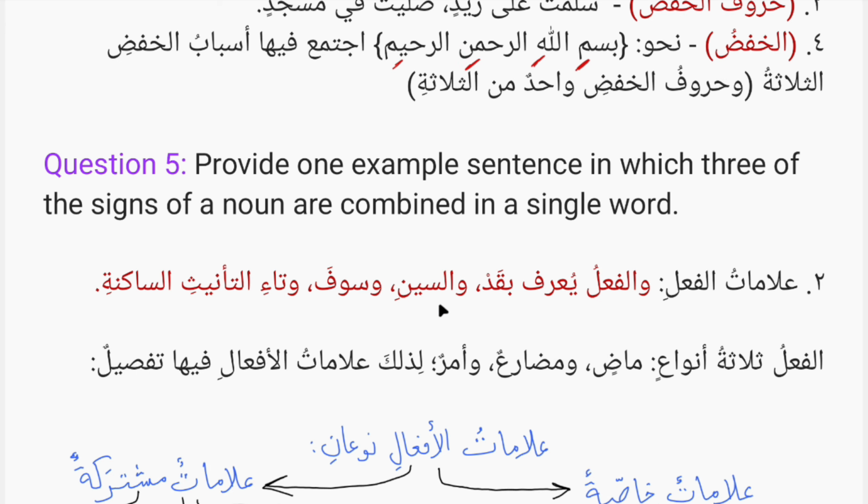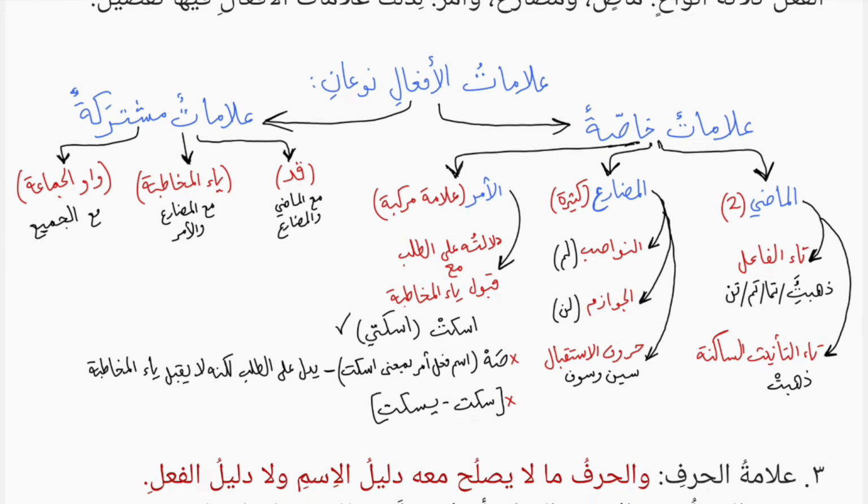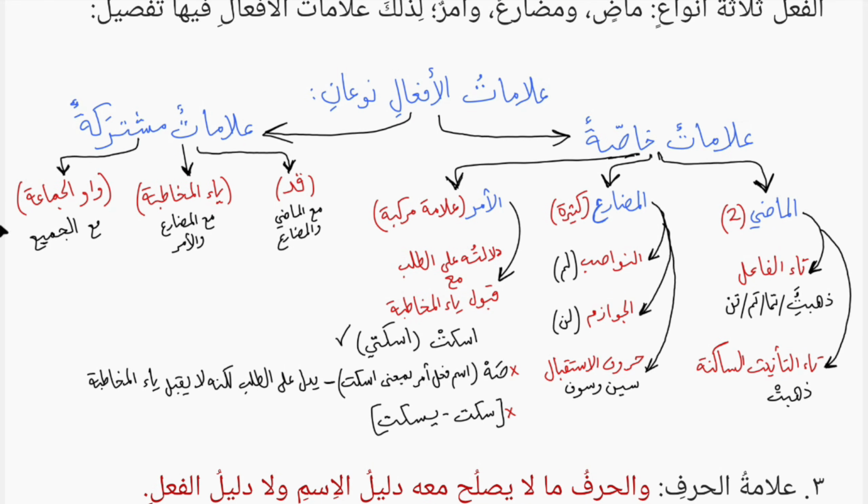Okay, so we've covered 3 now. We know this one is specific to the Madi, this one specific to the Mudari. Then he's mentioned this one, qad. We'll see that qad, it comes here, over here somewhere. But let's finish this categorization because we're trying to have a full picture of the signs. So specific to Madi, only 2. Specific to Mudari, there's many. We've categorized into these 3 categories.